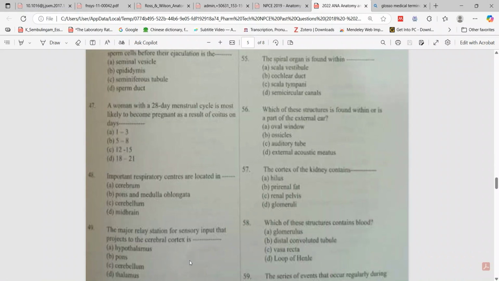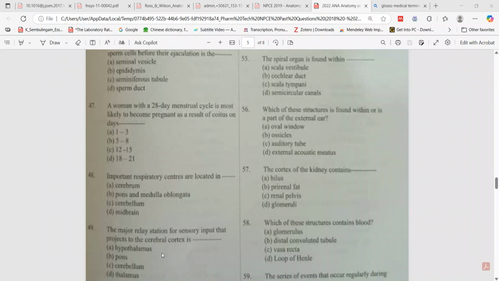Next question, 55. The spiral organ is found within: scala vestibuli, scala tympani, the semicircular canals, or the cochlear duct. It's the cochlear duct. Don't worry, all these ones we will do when we get to special senses.